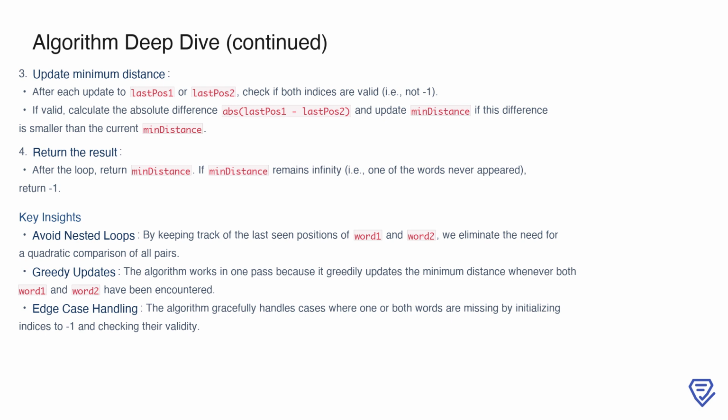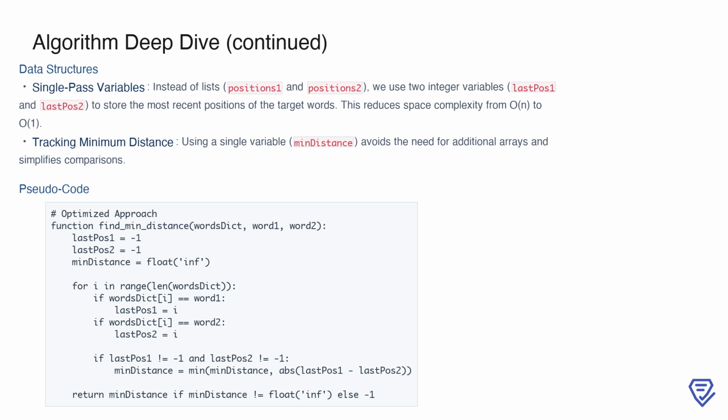This method is more efficient because it avoids the quadratic time complexity of comparing all pairs, instead leveraging the fact that we only need the most recent indices of the two words to update the minimum distance in a single pass. To implement this optimized approach, we use simple data structures to reduce both time and space complexity.